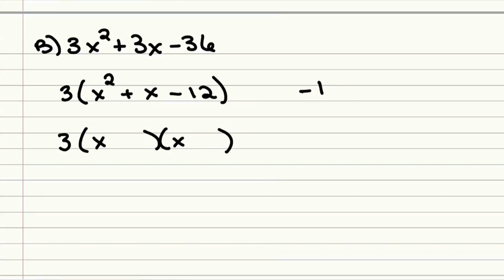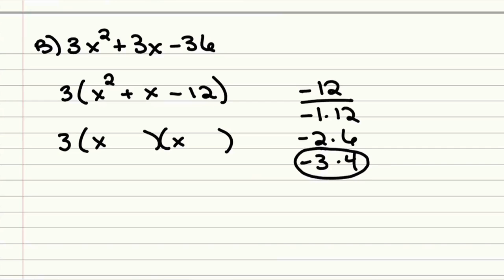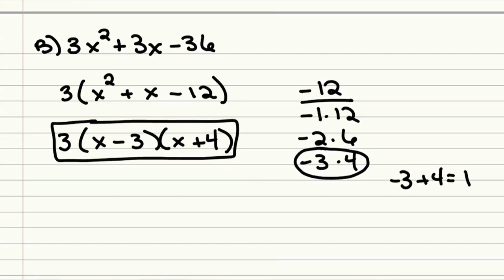X times x, factors of negative 12. One of them has to be negative, so we've got negative 1 times 12, negative 2 times 6, negative 3 times 4, and then negative 4, and we start to repeat. So of these pairs, the negative 3 and 4 would add to this middle term of positive 1, because negative 3 plus 4, and that's a nice little extra piece there. Negative 3 plus 4 would give us 1. So there's our result. Completely factored.